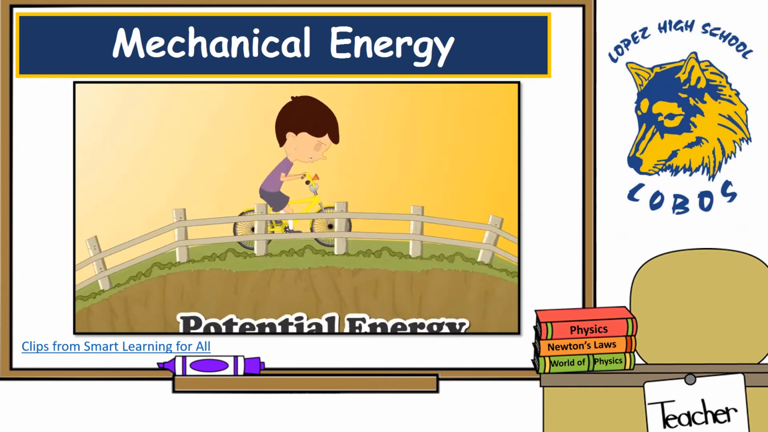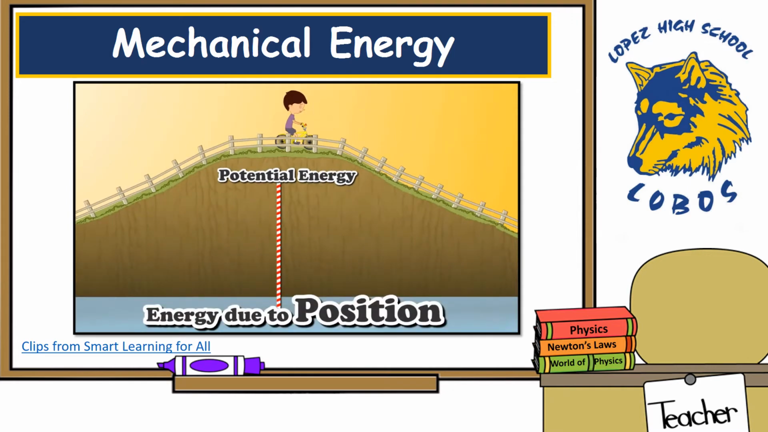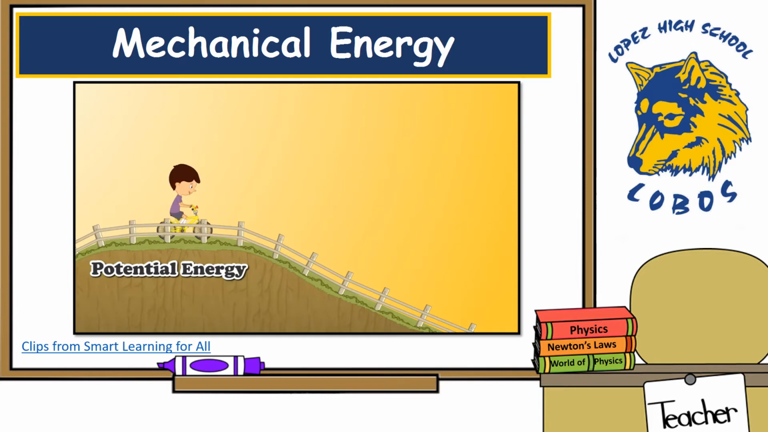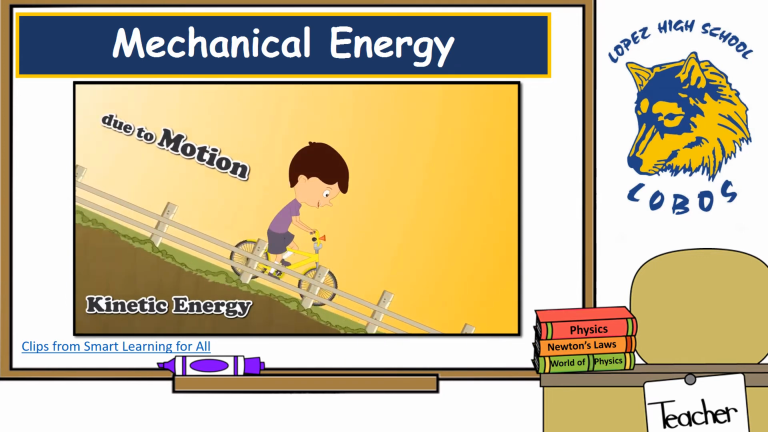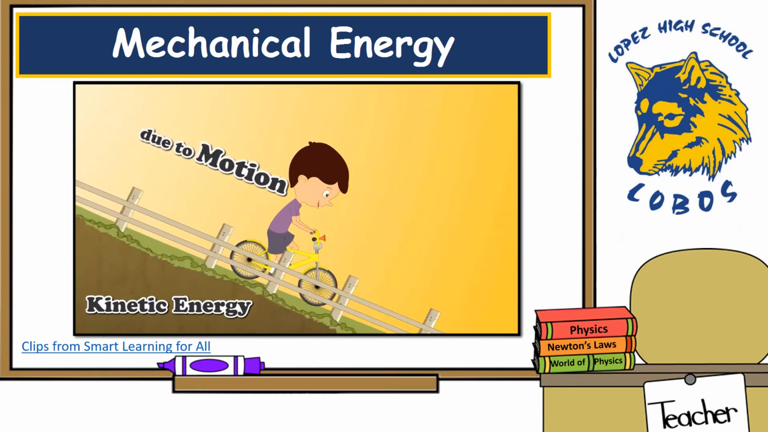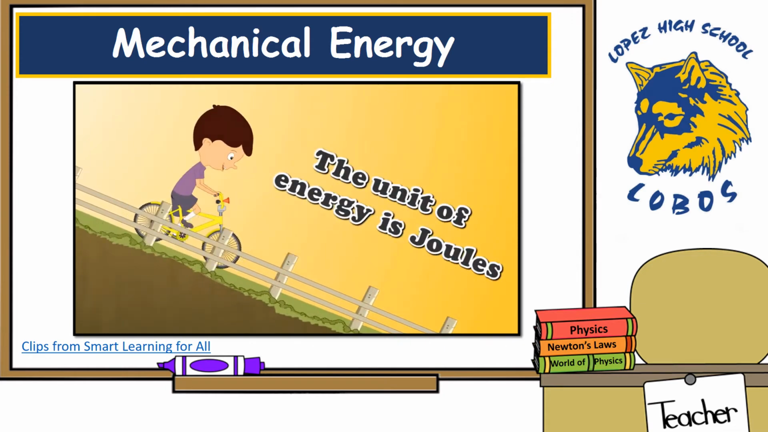Remember that mechanical energy may be seen as potential energy, in which the object, such as this boy, has the potential to move due to his position at the top of this hill. Once the boy starts to move from the top of the hill, he now has mechanical energy, which is known as kinetic energy due to his motion. Remember that because these are all forms of energy, the units that we use to describe potential and kinetic are joules.